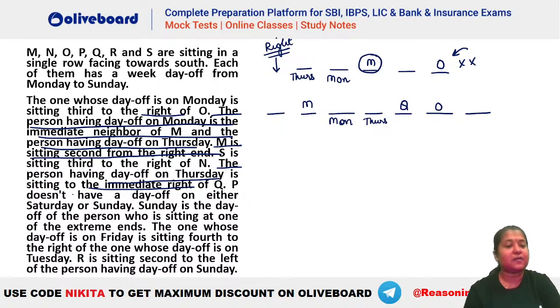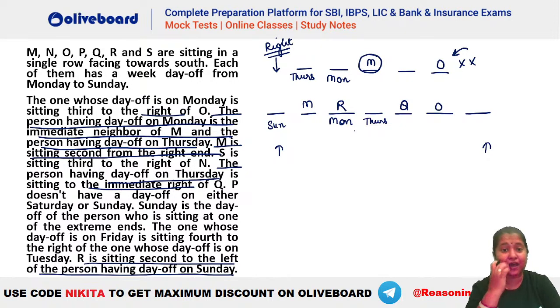Now what is given? P does not have a day off on either Saturday or Sunday. Sunday is the day off of the person who is sitting at one of the extreme end. That means Sunday can be this person or this person. But एक और आपका Sunday से related information है. That is R is second to the left of the person having day off on Sunday. So you can see Sunday has to be this person क्योंकि इसके second left में you have to place your R. So you can now place your R. R will be here. ठीक है, तो ये आपका R भी आ गया.